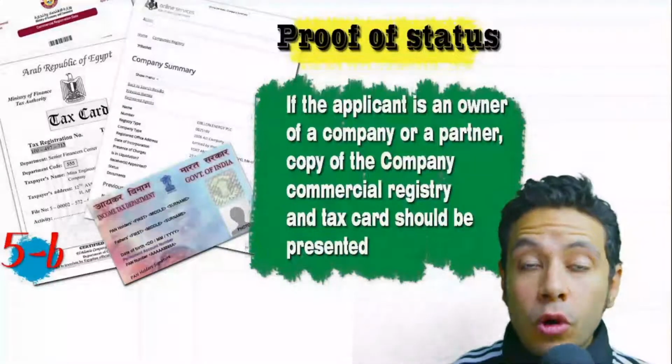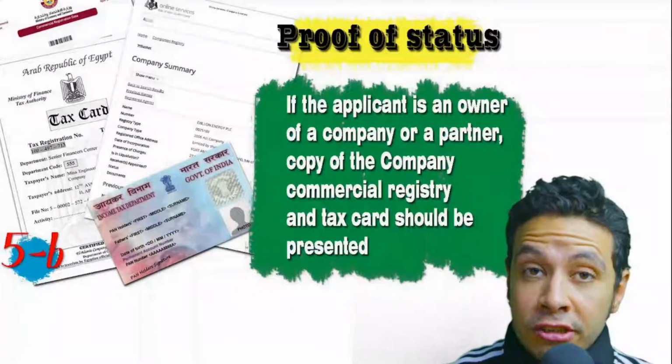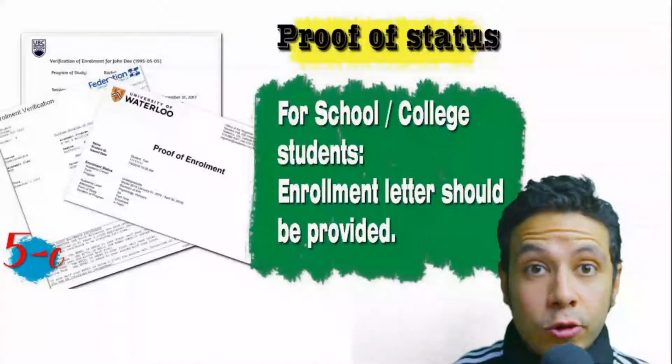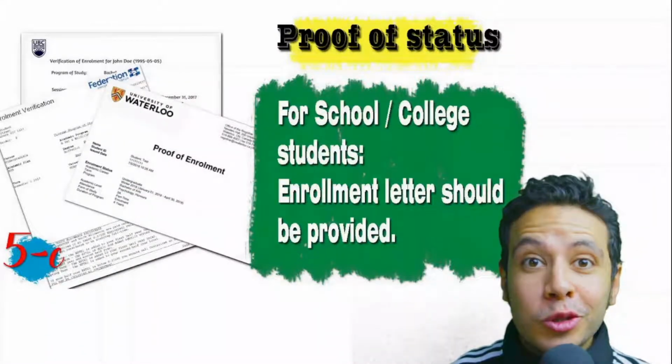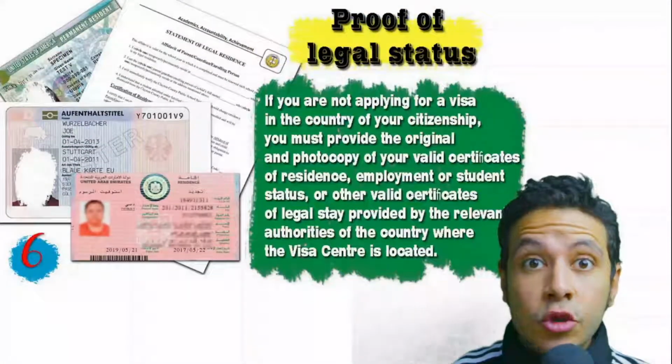But in case you are the owner of a company or you run your own business, then your commercial registry and your tax card must be presented. But if you are a student in a school or a college, an enrollment letter should be provided from your university or your school.